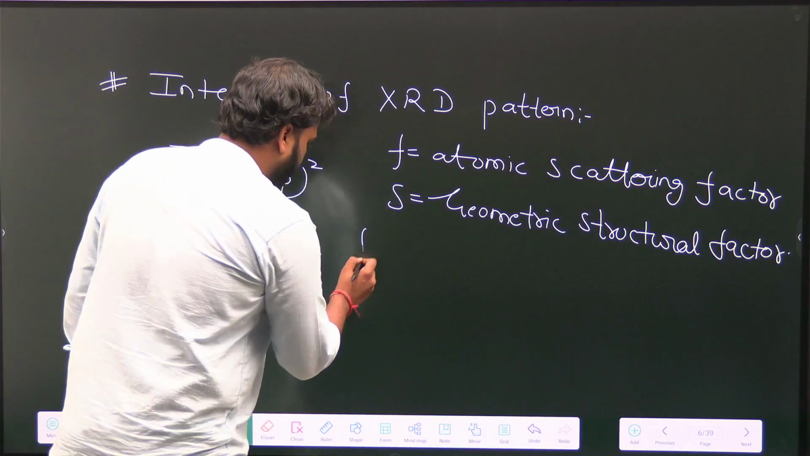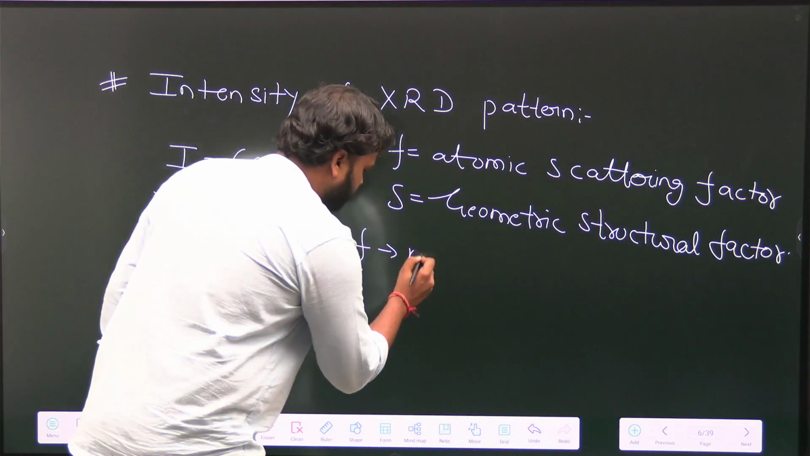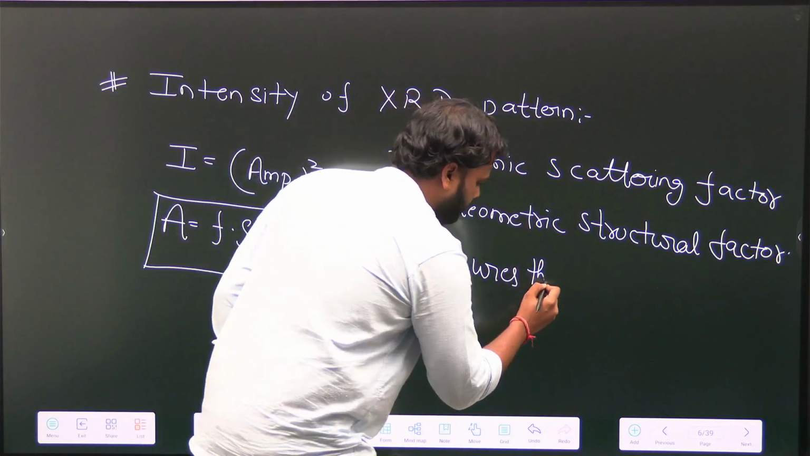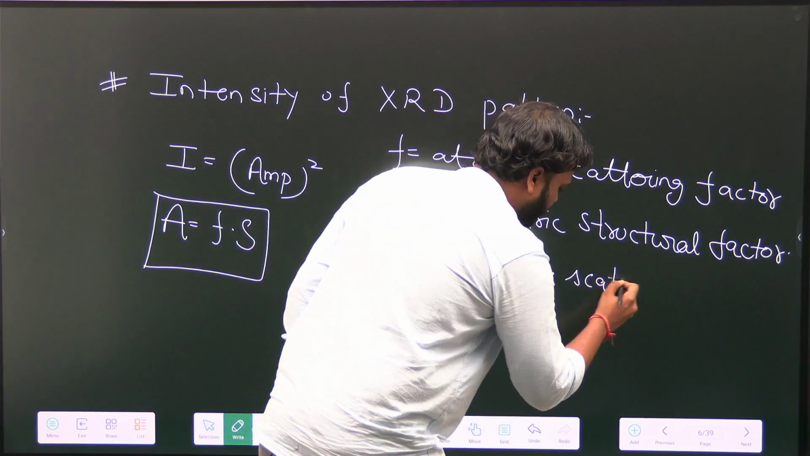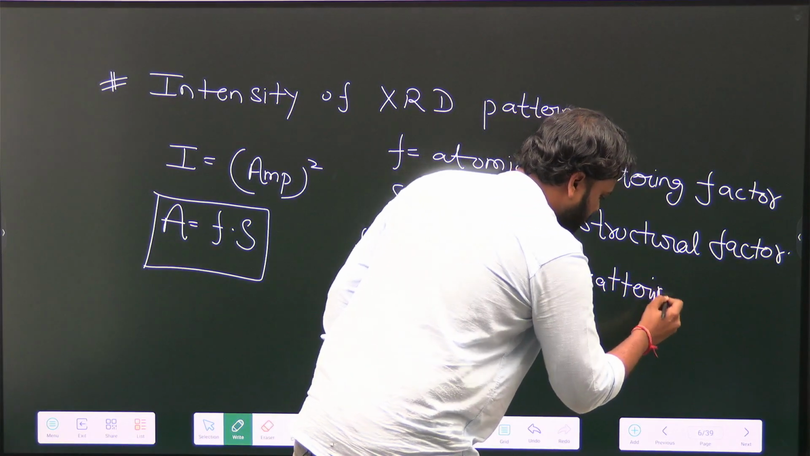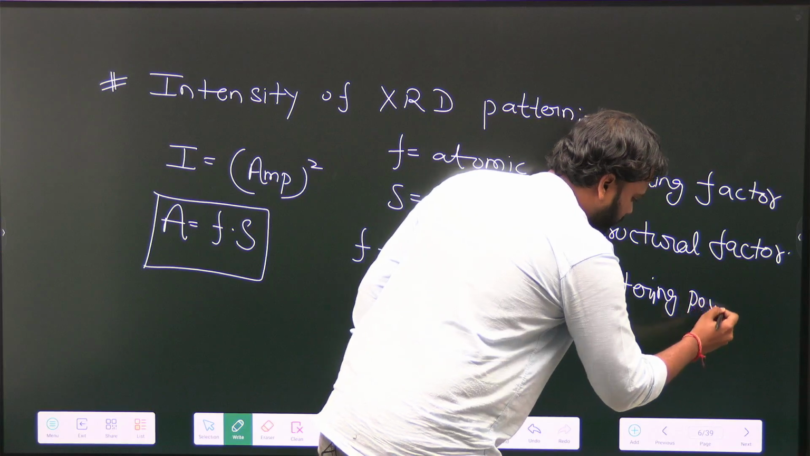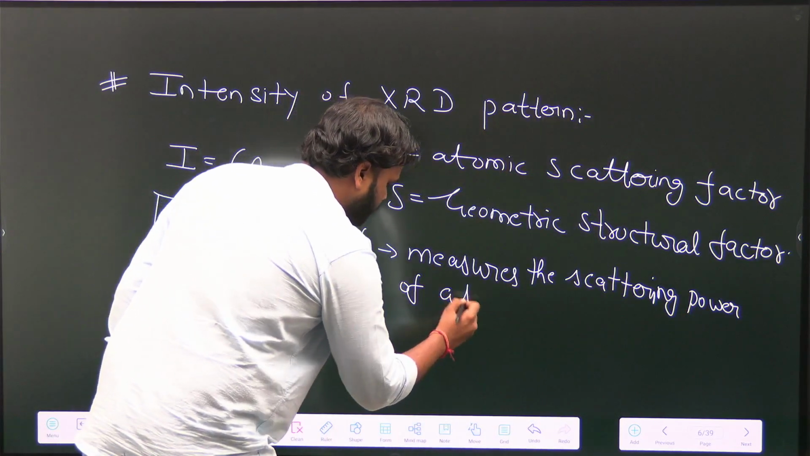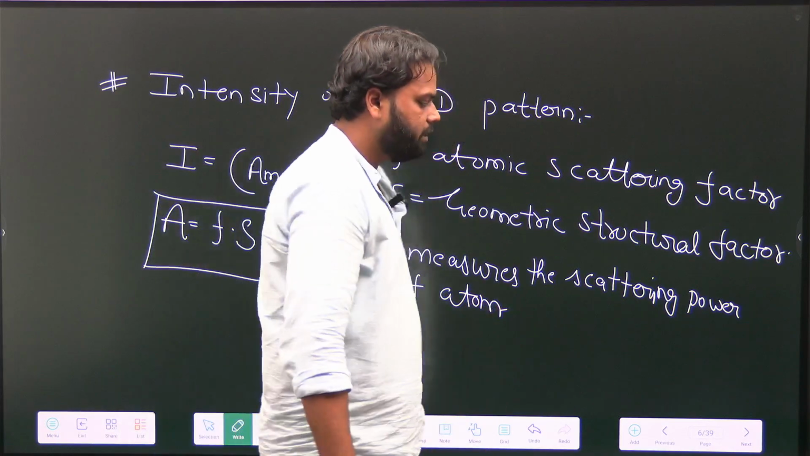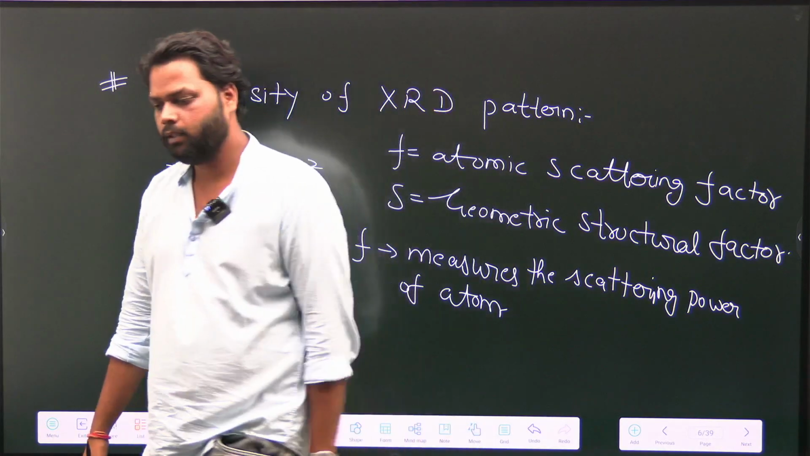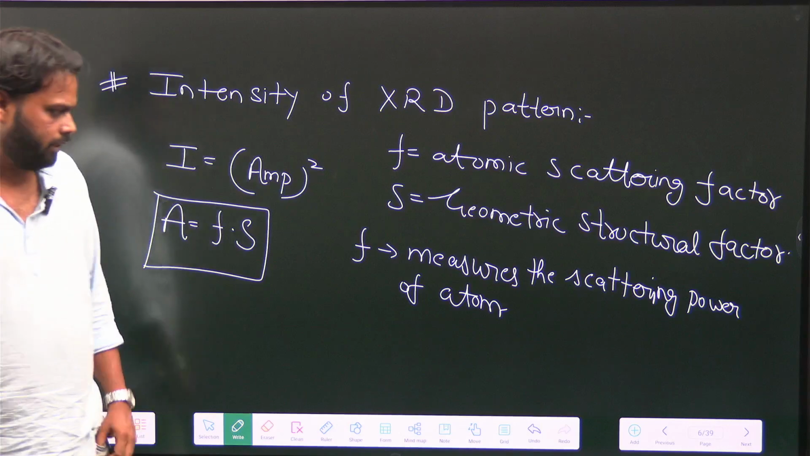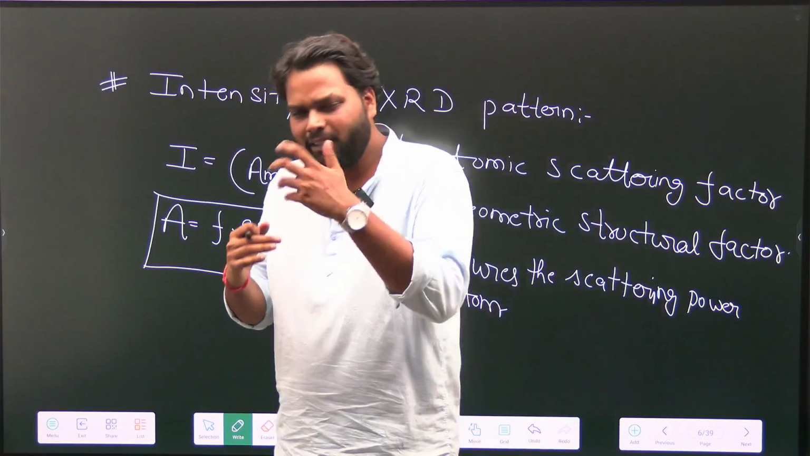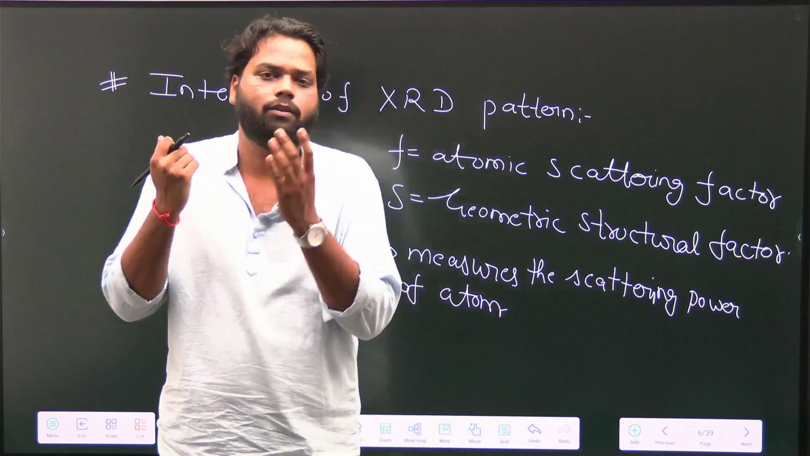What is F? It measures the scattering power of an atom. So how will it be measured? How will the scattering power of an atom be measured? Look, brother, I am trying to explain this to you. How do you judge anyone's power?